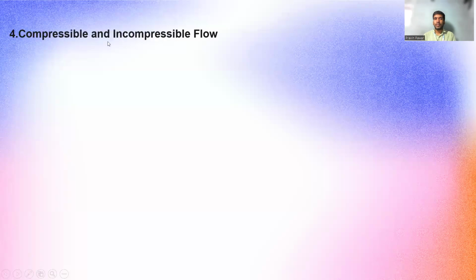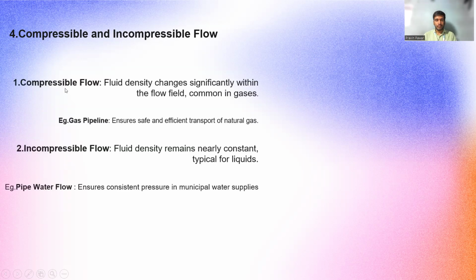Next one is compressible and incompressible. The name itself indicates what they mean. Compressible means the fluid density changes significantly, as in common gases. We can't change the density of liquids; we can change only the density of gases. Here I mentioned an example: a gas pipeline ensures safe and efficient transport of natural gas. Or we can consider our home cylinder, in which the gas is compressed and filled.